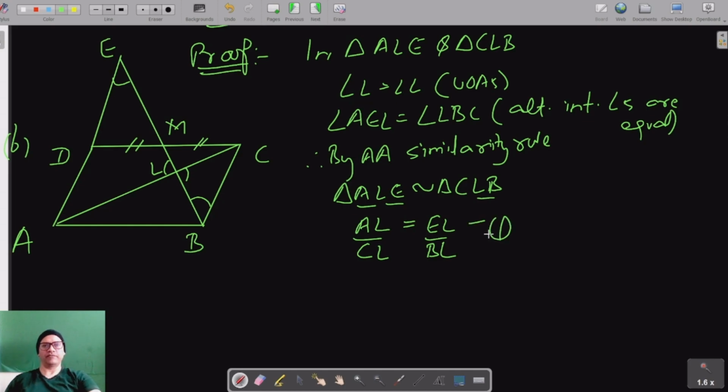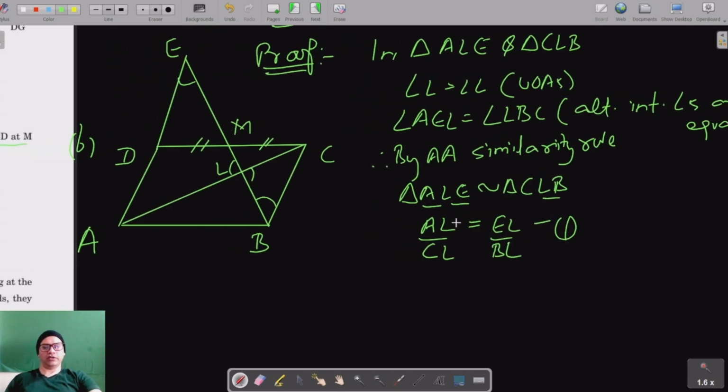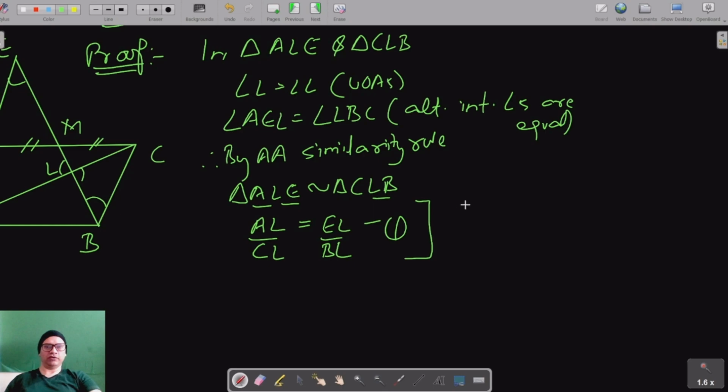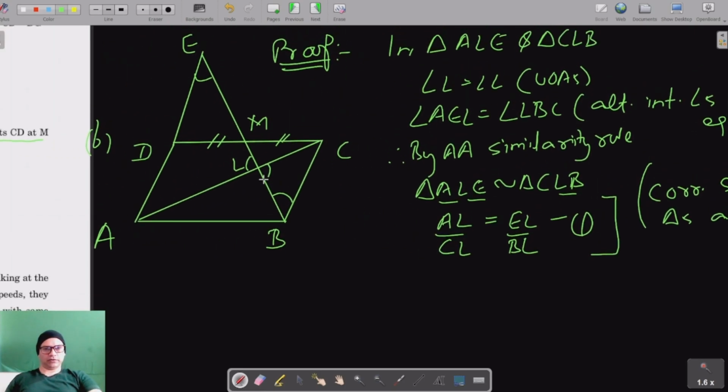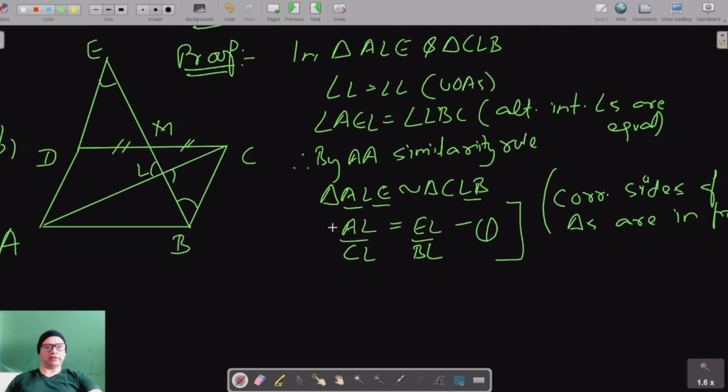So let's say this is our first set of the proportion sides, and we got this result because the corresponding sides of similar triangles are in proportion. Okay, now let's take these triangles.